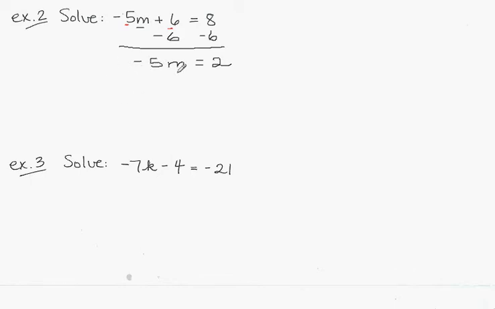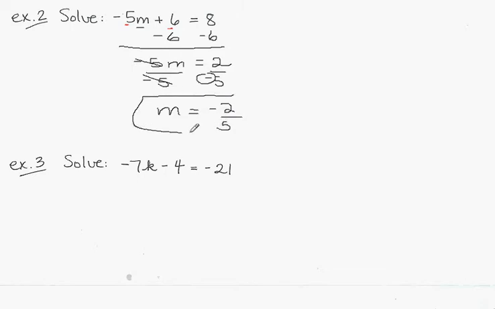Divide both sides by negative 5 because we need to get the m by itself. Whatever we do to one side, we must do to the other side. And finally, we get m by itself. This negative sign right here, we don't leave it in the denominator. You can either put it up with the 2 or put it in front of the fraction. I'm going to put it up with the 2. So we're going to get negative 2/5.